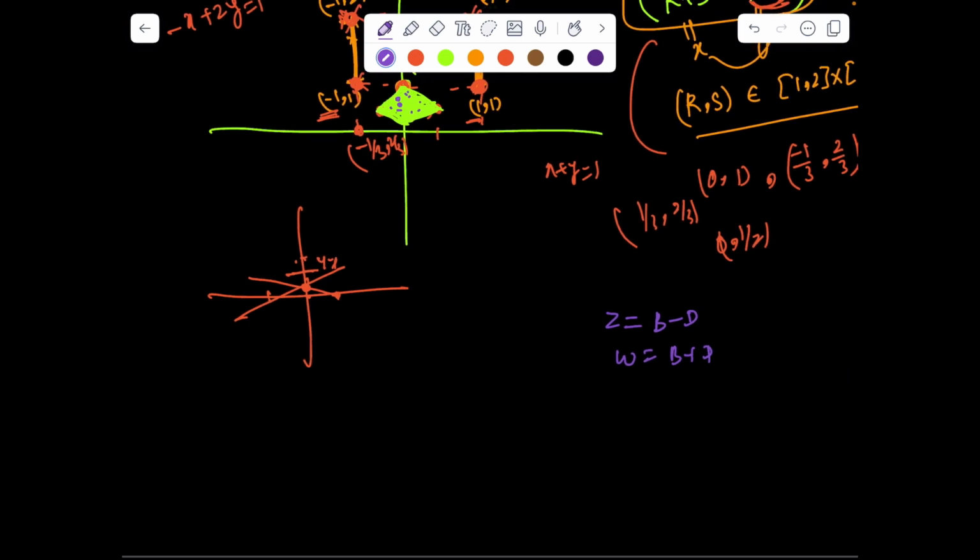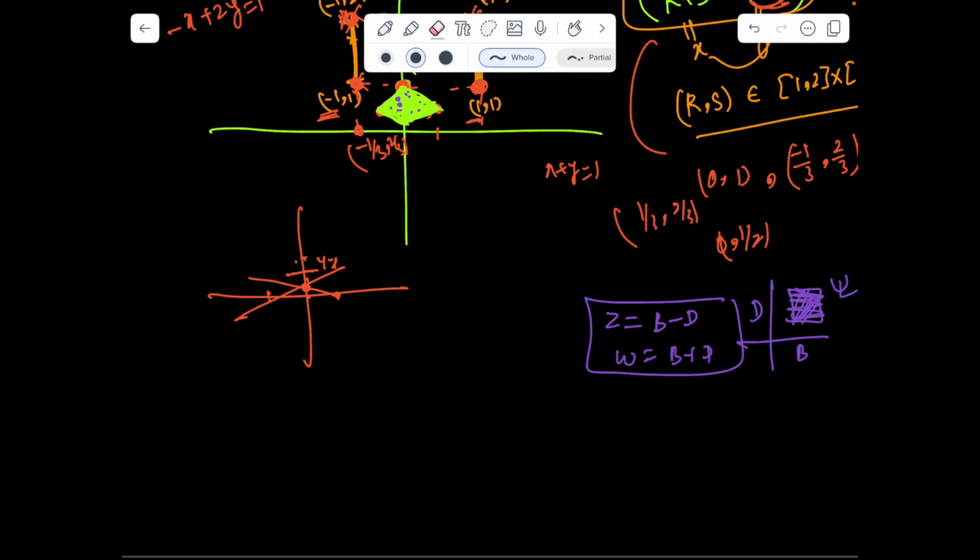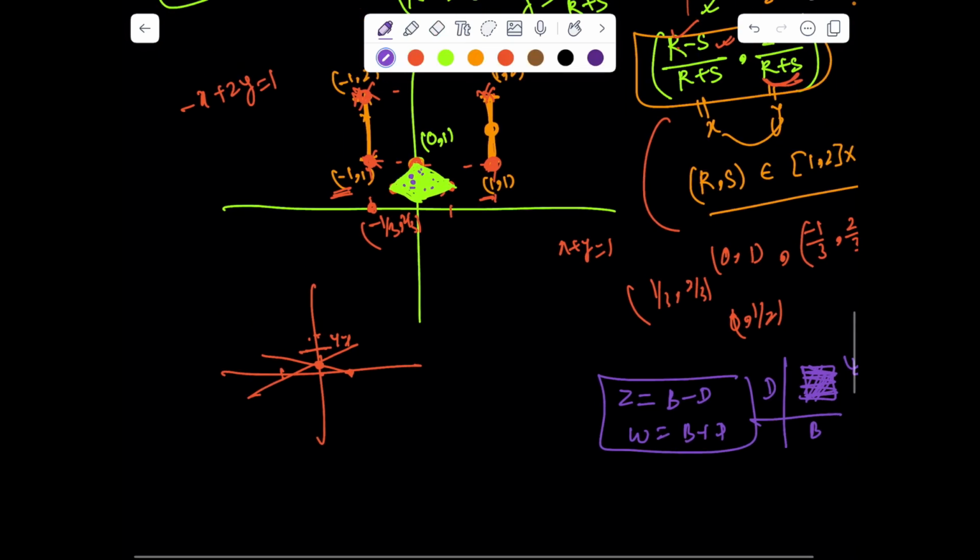So this change of coordinates in the bd plane will get transformed to a square with vertices (0, 2), (1, 3), (0, 4) and (-1, 3). So you convert this into a new plane, the b and d plane, and you will get a square. There you can calculate the area and transform it back. With that kind of transformation the question can be done.